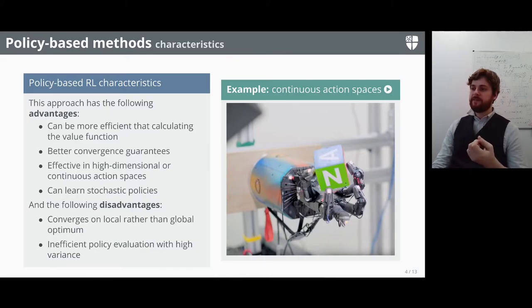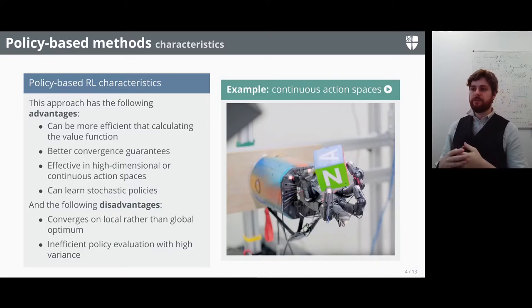Policy-based methods also tend to be quite effective in high-dimensional or continuous action spaces. Remember, with the action value-based methods, you need to act greedily over your actions. So you need to compute that max over the set of actions. While that's been quite easy, what happens if you had trillions of possible actions available, or even an infinite number of actions?